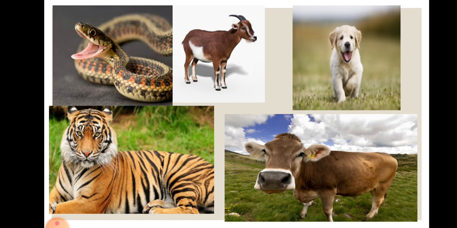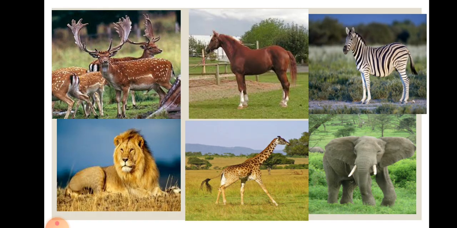These are some pictures of terrestrial animals: snake, goat, dog, tiger, cow, deer, horse, zebra, lion, giraffe, elephant. Let's know about the aquatic animal.